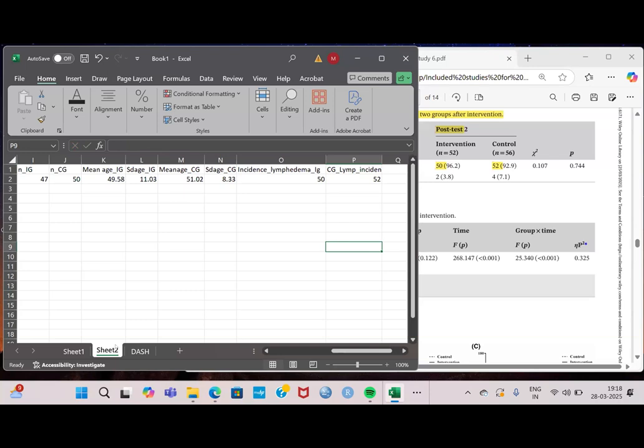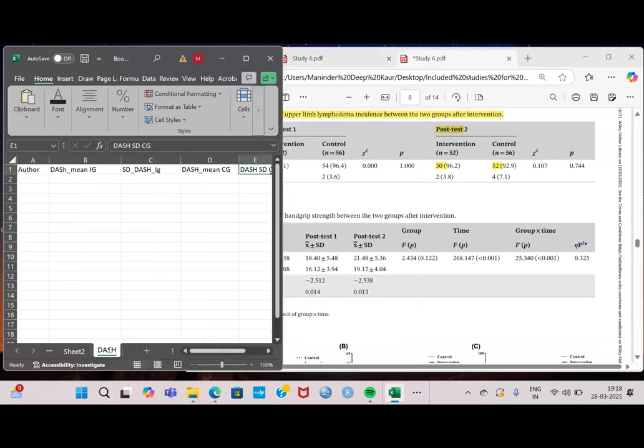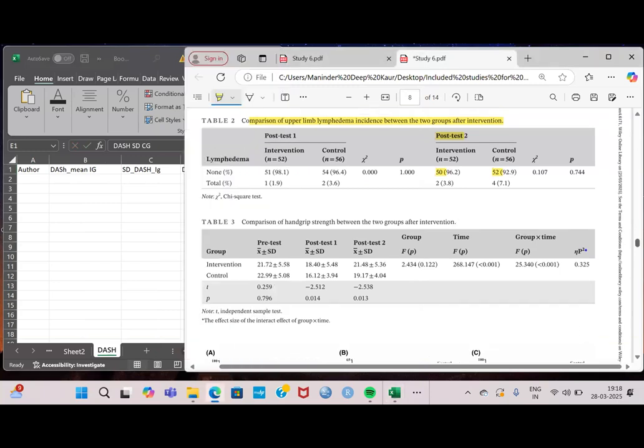So the next outcome is the DASH. We have written DASH here also. So we have to see the DASH scoring, whether they have given any DASH, that is the disability of the arm, shoulder, and hand. So I need to find out this.